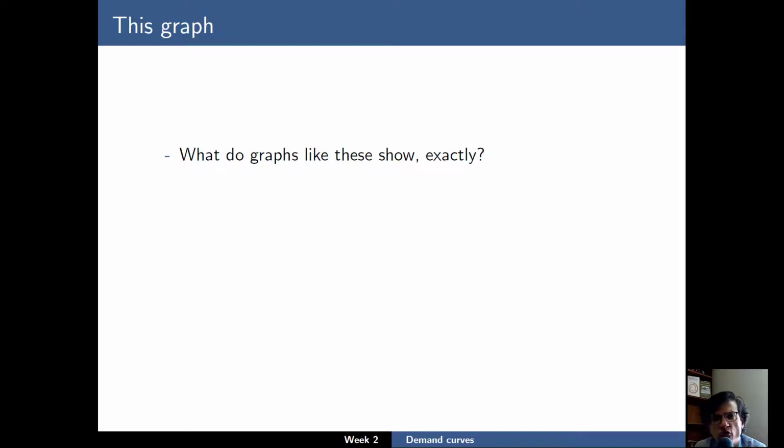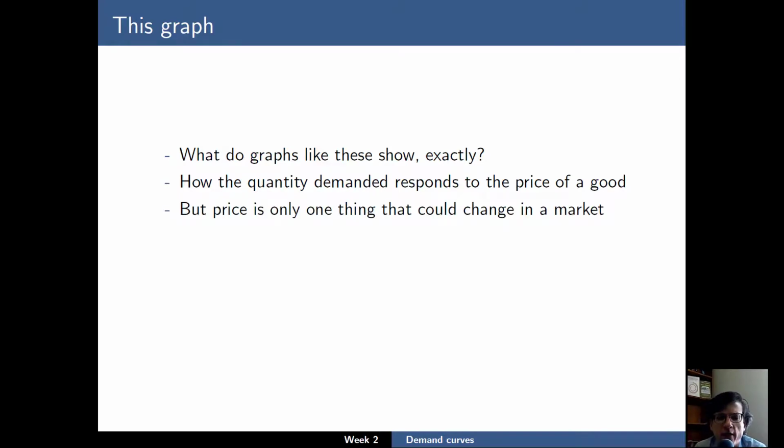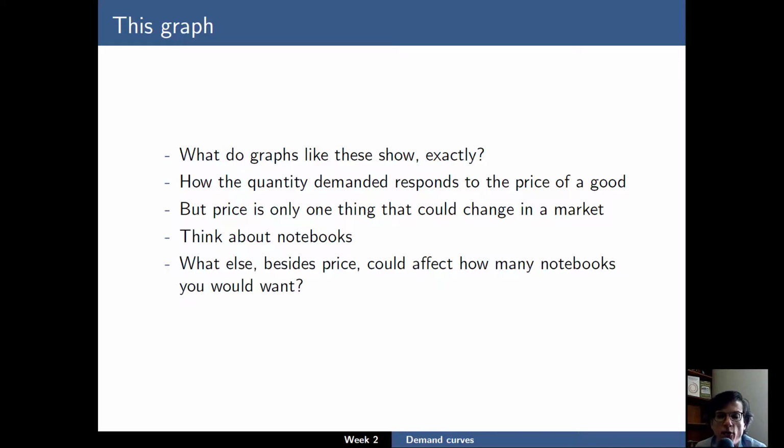Now, I want to ask you, what do graphs like this show exactly? The 2 variables on this graph show how the quantity demanded for a good responds to a change in price for the good. But we all know that price is only one thing that could change in a market that might affect how much demand we see in a marketplace. You can think about the notebooks again, and imagine other things besides price that could affect how many notebooks you would want to buy, or how many notebooks the country would want to buy. So I'm going to give you a few seconds to think about the different things that could affect demand for notebooks.